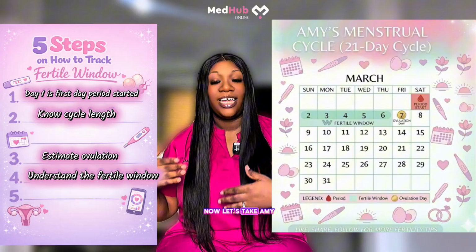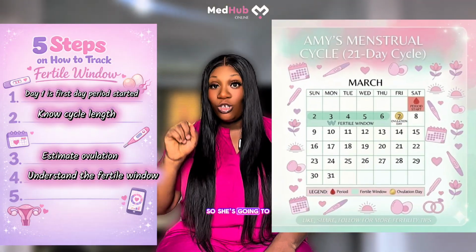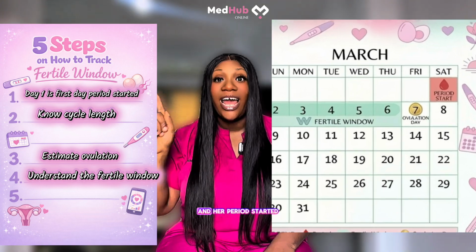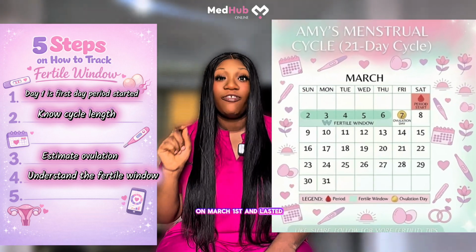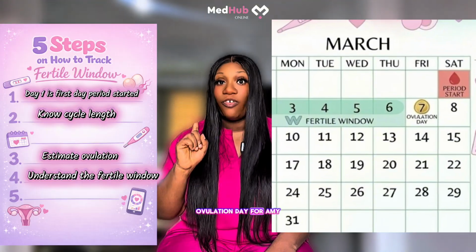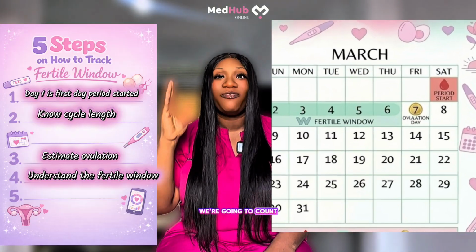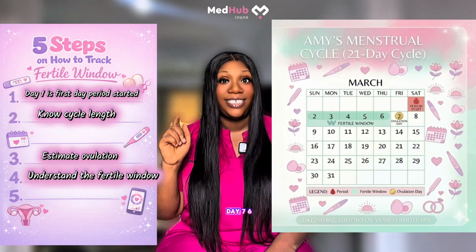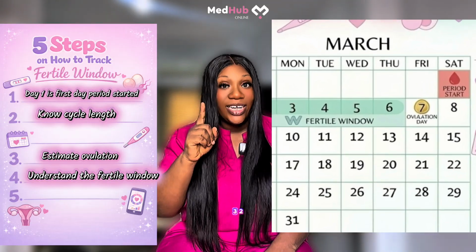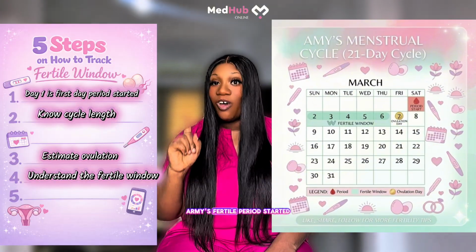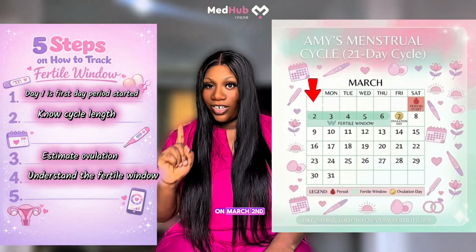Now let's take Amy as an example. Amy has a 21-day cycle, don't forget. So she's going to ovulate on day 7. And her period started on the 1st of March and lasted for just 4 days. Ovulation day for Amy is day 7 since she has a regular cycle. We are going to count 5 days back from day 7: 6, 5, 4, 3, 2. Amy's fertile period started on the 2nd of March.